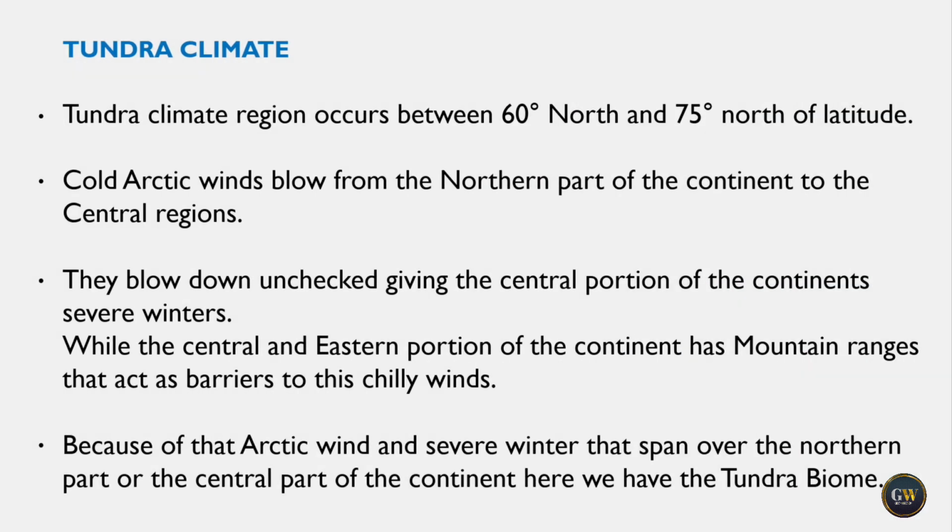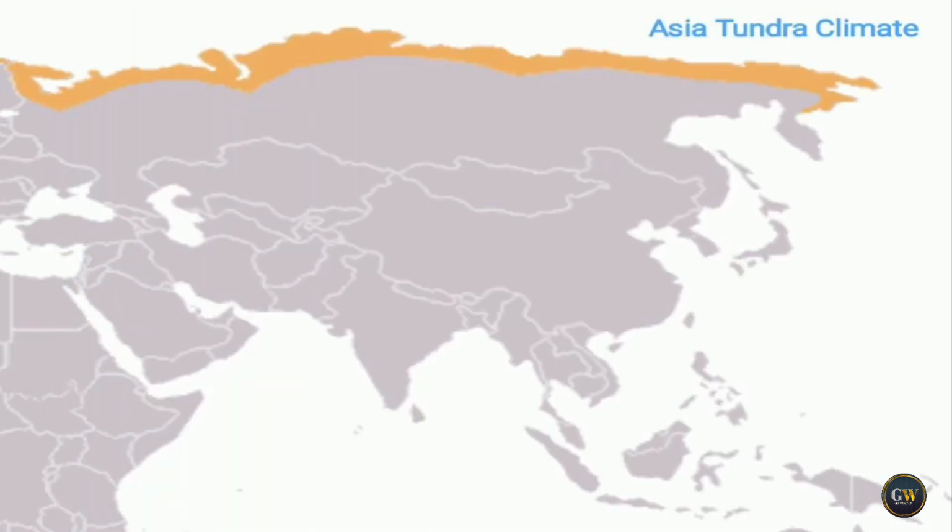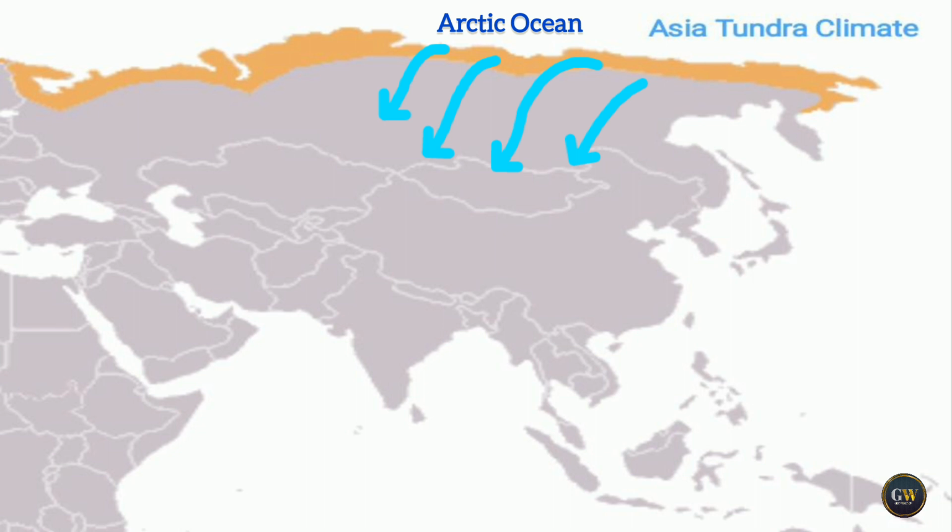The cold Arctic winds blow from the northern part of the continent to the central region. They blow down unchecked, giving the central portion of the continent severe winters, while the central and the eastern portion of the continent has mountain ranges that act as a barrier to these chilly winds. Here you can see, this is our Arctic Ocean, and there is the wind that blows from the Arctic Ocean to the central part of the continent of Asia. But there are mountainous ranges that act as a barrier to these chilly winds.